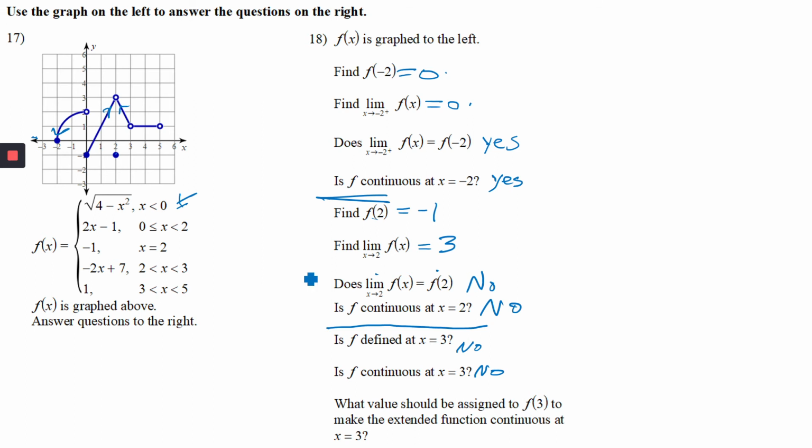But we could make it continuous. We could extend this function, and if we do, what y value would we have to plug in here to fill in this little hole? The y value there would have to be 1, so that's what it's asking for there. What value should be assigned to f of 3 in order to make the extended function continuous? The y value would have to be 1.